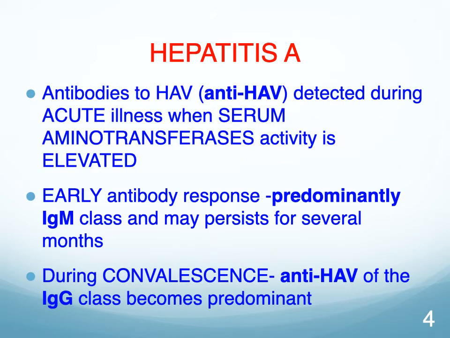The antibody that can be detected in hepatitis A is the anti-HAV. This is present during acute illness, and aminotransferases like your ALT and AST are almost always elevated. The predominant immunoglobulin is the IgM class that may persist for several months. And upon convalescence, the IgG class becomes more predominant.